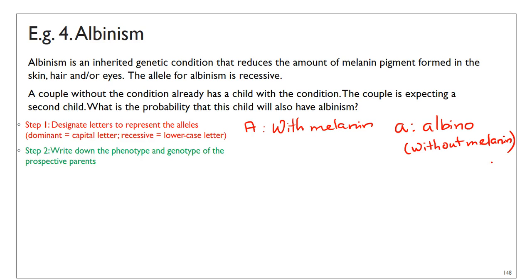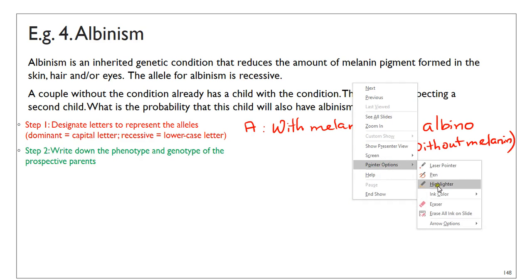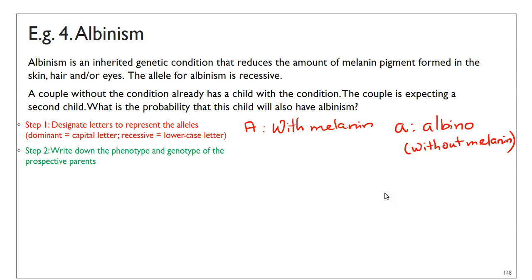So that's step one. Step two, I'm going to write out the phenotype and genotype of the parents. Now, this question is interesting because they don't actually tell you what the genotypes of the parents are, but I think you should be able to make a prediction. So you know that for the parents, their phenotype is with melanin. Both parents have normal melanin pigments in their skin and hair.